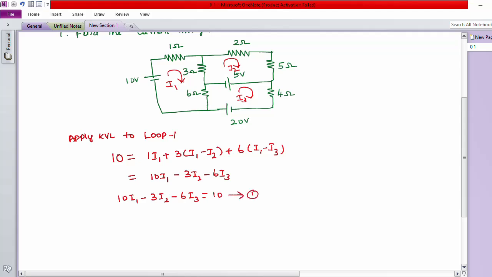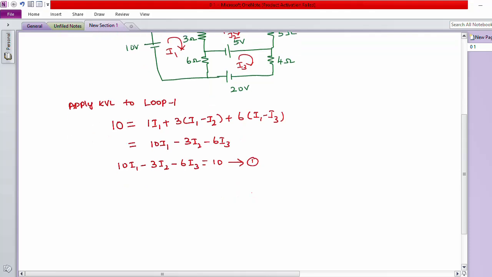Similarly, we can write the KVL equation for loop 2. Apply KVL to loop 2. Now we have to see whether voltage sources are available in loop 2. Yes, there is one voltage source in loop 2. Now we have to check whether it is voltage rise or voltage drop. Here, the 5 volt source is a voltage drop, because the assumed current direction is opposite to the given voltage source.